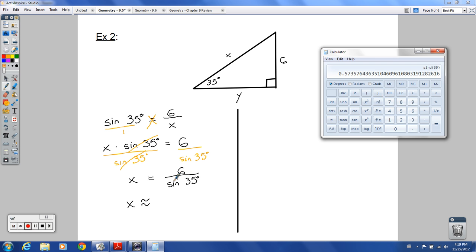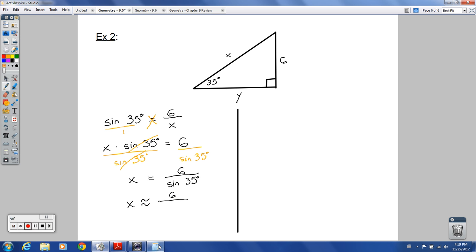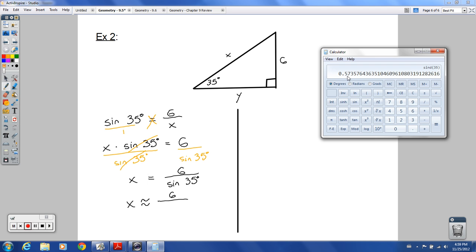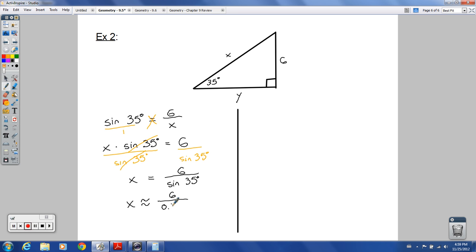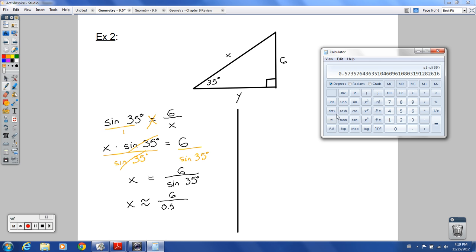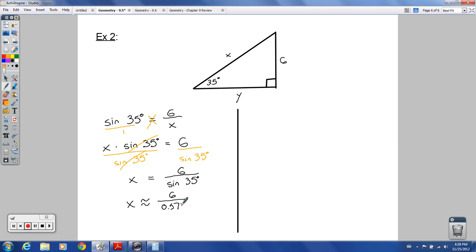So 6 over that, I'll go with 4 decimals for right now. It's pretty common, at least in our book especially, to use 4 decimals when giving an approximation for sine, cosine, or tangent. So 0.5736 would be that rounded off. And then I'm going to say your final answer can be to the nearest tenth.